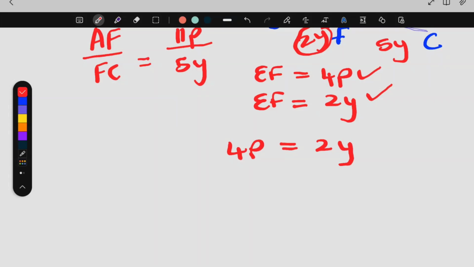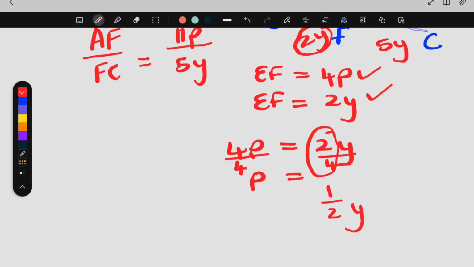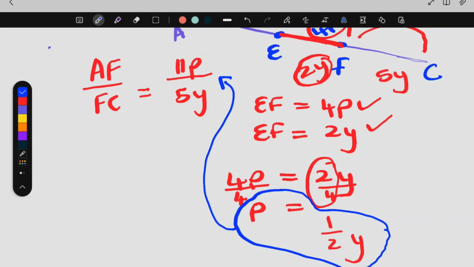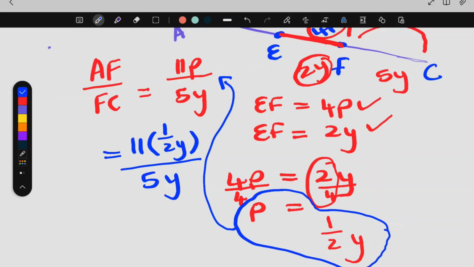But now, grade 12, I'm going to make one of these my subject. So I am going to make P my subject. So I'm going to divide both sides by 4. So to get rid of this 4, I'm going to divide both sides by 4. So 2 over 4 is a half. So P is a half Y. Wherever there's a P, I'm going to replace it with a half Y. So 11, instead of writing P, I write a half Y over 5Y.